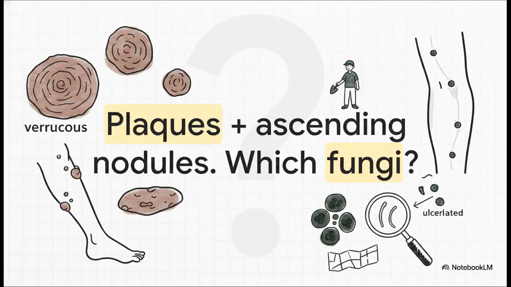Now I'm going to leave you with this final thought to really test your mastery. A male landscaper presents with painless, verrucous lower extremity plaques, which is classic for chromoblastomycosis, but he also has ulcerated nodules ascending his lymphatic channels, which is the absolute hallmark of Sporothrix. Wait, so which fungus are we actually dealing with here? Or is it a co-infection? When clinical presentations overlap like this, histopathology becomes your only map out of the woods.